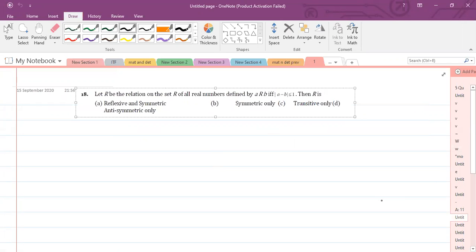Question number 18. Modulus of a minus a, definitely it is 0, so less than or equal to 1. If modulus of a minus b is less than or equal to 1, then b minus a will also be less than or equal to 1. But it is not transitive. Because modulus of a minus b less than or equal to 1 and modulus of b minus c less than or equal to 1 does not necessarily imply modulus of a minus c is less than or equal to 1. Therefore, it is option A.